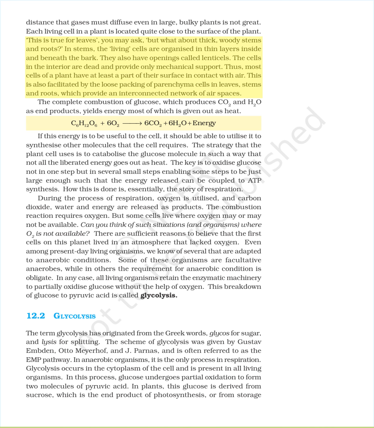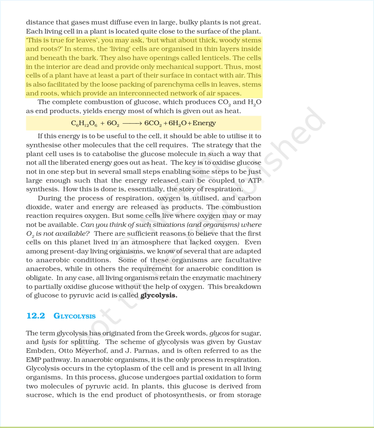This is true for leaves, you may ask, but what about thick, woody stems and roots? In stems, the living cells are organized in thin layers inside and beneath the bark. They also have openings called lenticels. The cells in the interior are dead and provide only mechanical support. Thus, most cells of a plant have at least a part of their surface in contact with air.